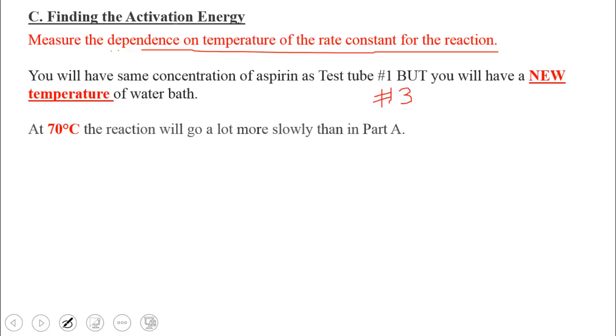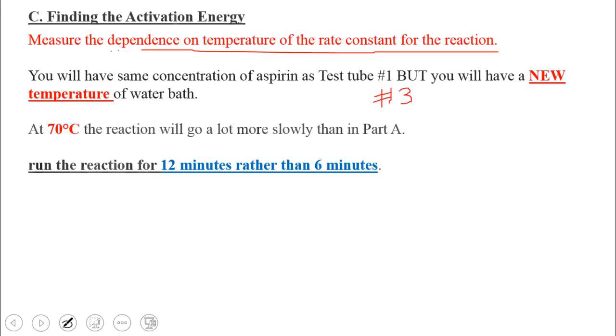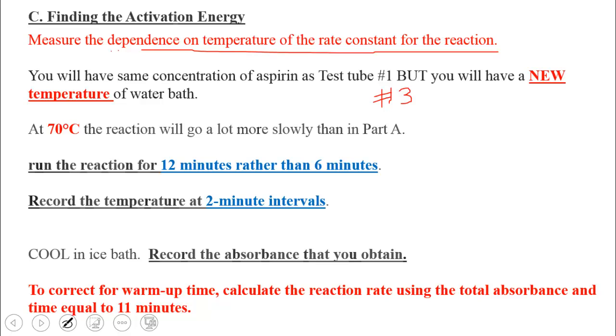And I would add a little bit at a time, and then obviously turn the dial down on my hot plate so that we get our temperature to be steady at 70 degrees or around there for at least 5 minutes. Now, as we said, this reaction is going to go more slowly, so we will run it for a total of 12 minutes. And we will take the temperature at 2-minute intervals. We again will measure the temperature every 2 minutes, and then exactly at 12 minutes, we'll take our test tube out and put it into an ice bath.